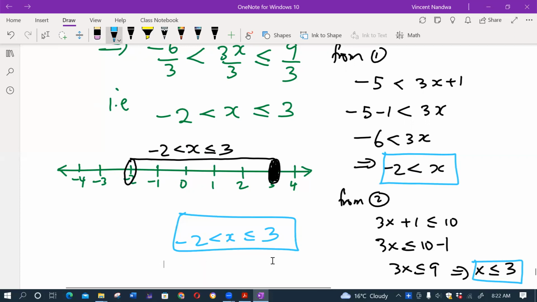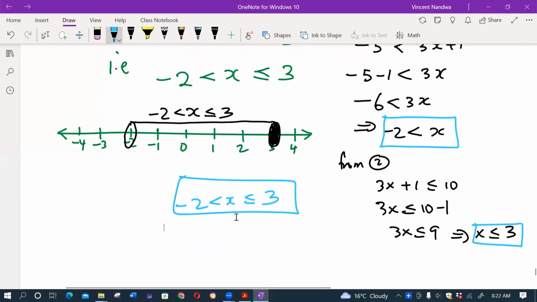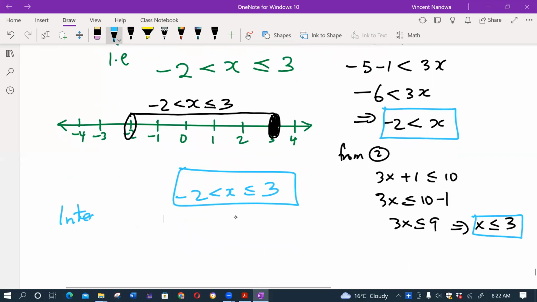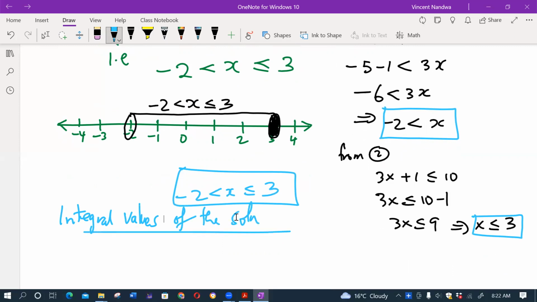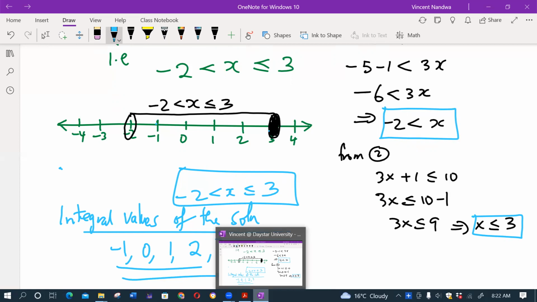Another possible question you can be asked on that is to find the integral values of the solution. So it's easy to define the integral values once you have the number line. It means all the integers which are within the range of the solution set. And we clearly see that in this case, -2 is not part of the solution, so we start counting from -1, 0, 1, 2. 3 is also part of the solution. So this will be the integral values of the solution set.